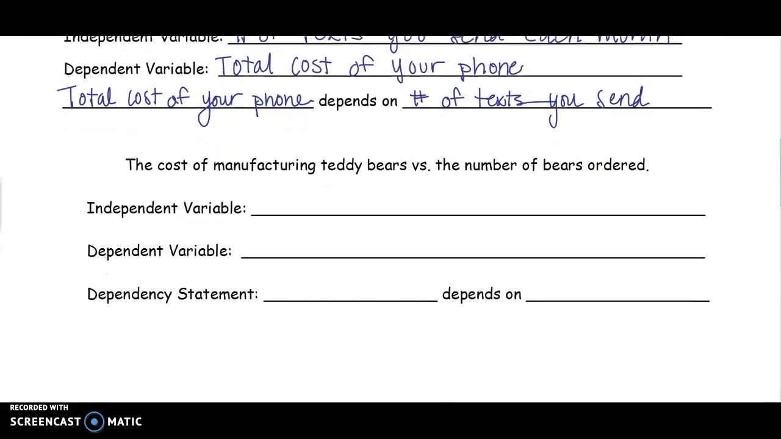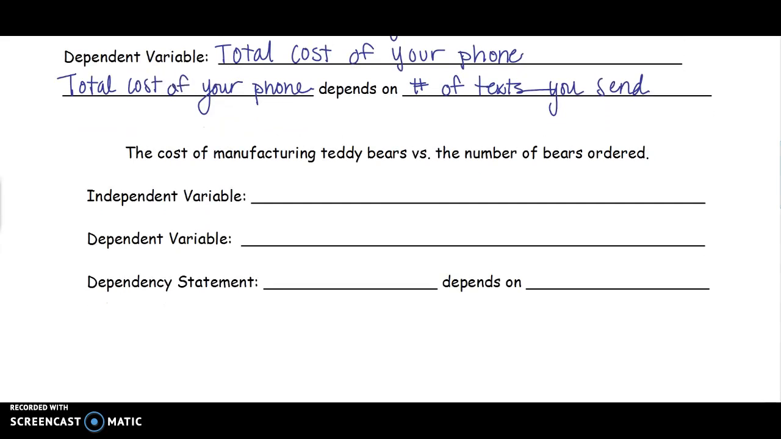Now, if you were a manufacturer, like you worked in a company and you produced teddy bears, your two variables are the total cost of manufacturing teddy bears versus the number of bears ordered. Okay? The cost of manufacturing these teddy bears is going to change whether whoever you're working with orders 5 teddy bears or 50. So your dependent is going to be the cost of the teddy bears, and your independent variable is going to be the number of bears ordered.